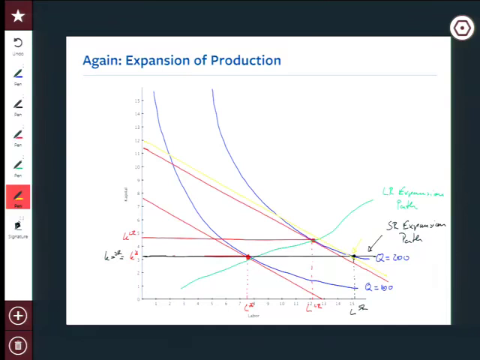So that isocost curve that goes through the short run expansion bundle right here is further away from the origin than the one that goes through the long run expansion bundle. Because you're on an isocost curve further away from the origin, the cost of expanding production in the short run is higher than the cost of expanding production in the long run.